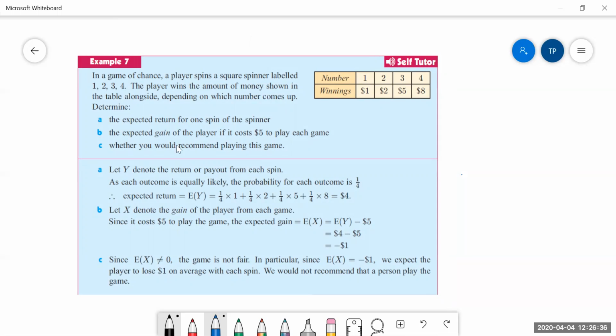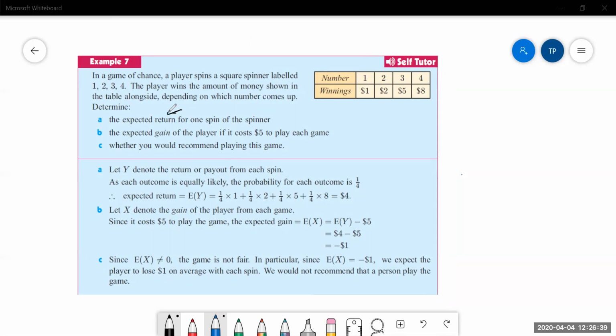So over here, when they mention expected return, they're talking about the revenue. When they talk about return, it means the revenue. Profit is the revenue minus cost, right? Yeah, in economics. So profit is equal to revenue minus cost. So over here, the return is referring to revenue. In math, when they say return, it means revenue.